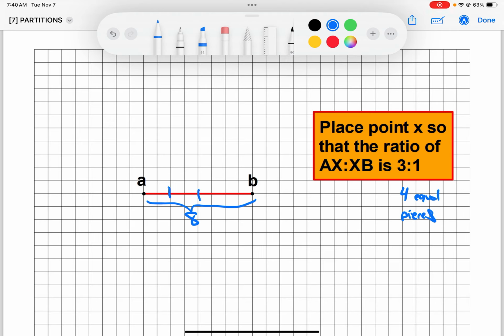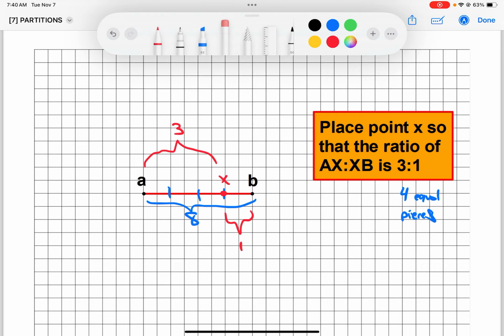So I could create the ridges in the line segment myself, right? And now I've kind of made my chocolate bar that has 4 equal pieces. And AX would get 3 of those pieces. So where do you think AX is going to go? Well, it should go right here. If AX goes there, then look, AX gets 3 of the pieces, and XB gets 1 of the pieces. And we have successfully partitioned this line segment.